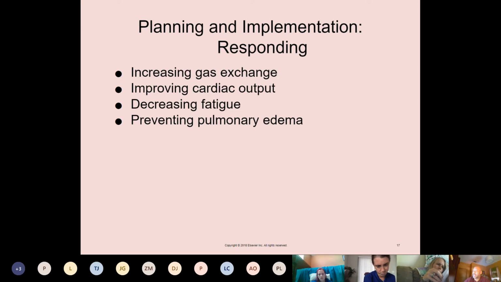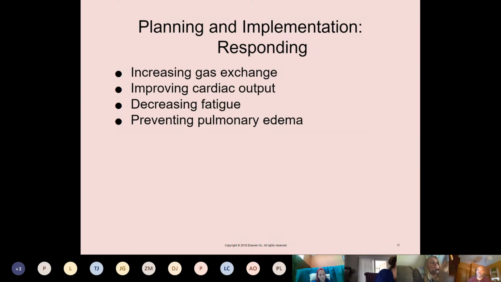Now, also keep in mind, I talked about that already. As far as a preload reducer, your diuretics are preload reducers. So we talked about that. That can also help with increasing gas exchange and also cardiac output. If we decrease that volume overload, then the cardiac output can improve, and that can be better gas exchange because all that volume is not backing up. So just think about all these things.